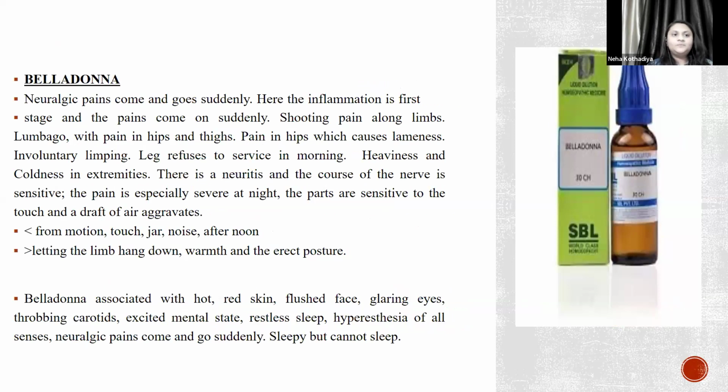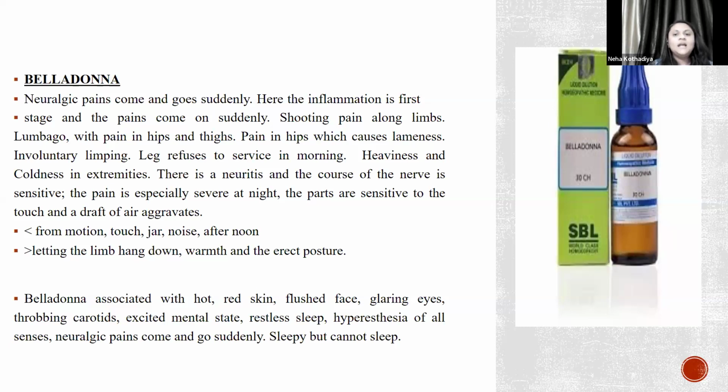Now, belladonna. Neuralgic pains come and go suddenly. As we all know, belladonna is a violent medicine, and belladonna is indicated in the very first stage of inflammation. Here, a shooting type of pain in the lower limb. The leg refuses to serve in the morning. One cannot lift his leg from the bed. Heaviness and coldness in the extremities.